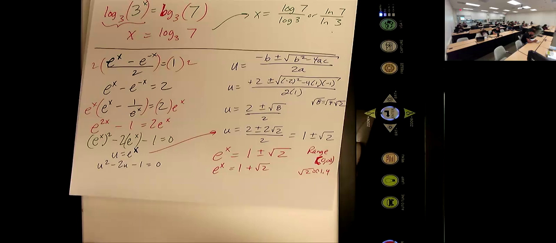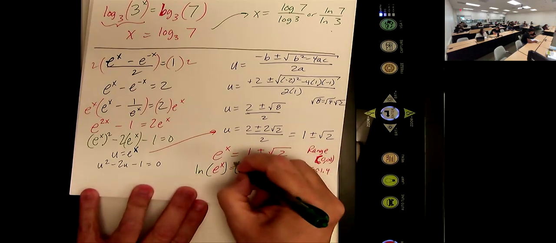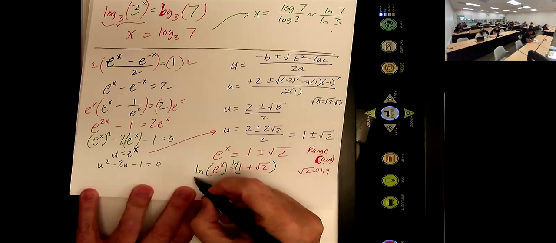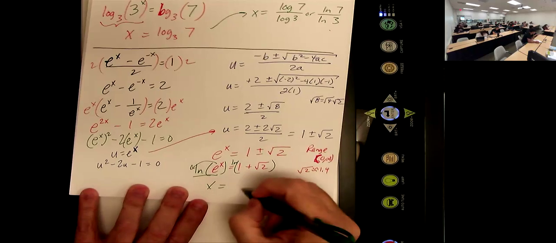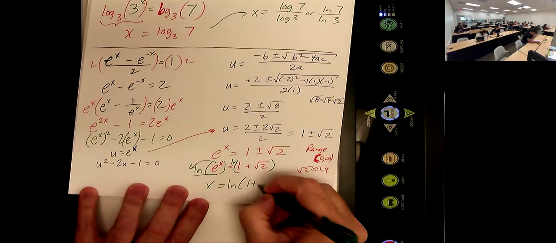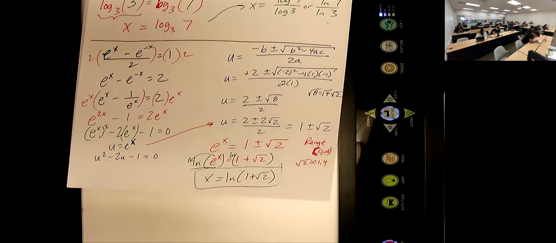And if you want x, you can just take the natural log of both sides. The ln and e cancel out, and the x comes down. x equals the natural log of 1 plus the square root of 2. That's an exact answer. If you need a decimal number for whatever you're using, like some engineering thing, grab a calculator.